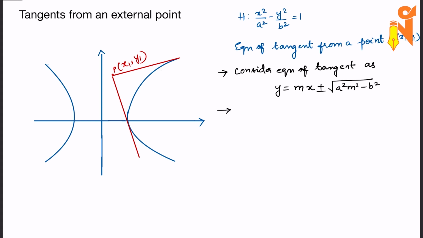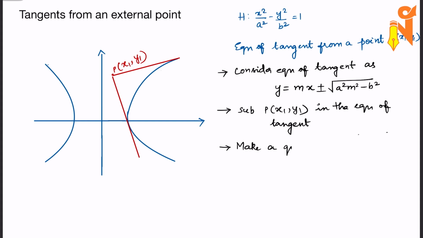Now substitute point P (x1, y1), because this point lies on the tangent, in the equation of tangent. So you will end up in a quadratic equation in terms of m. Make a quadratic equation in terms of m and get the value of it.